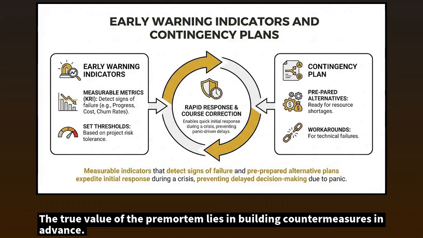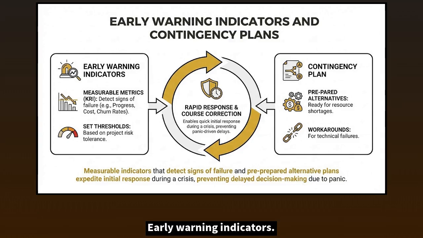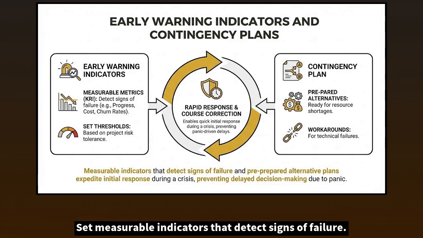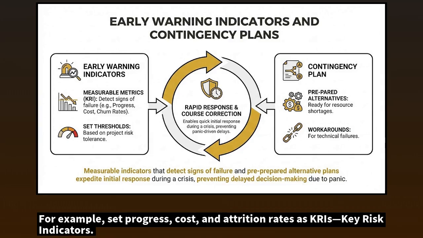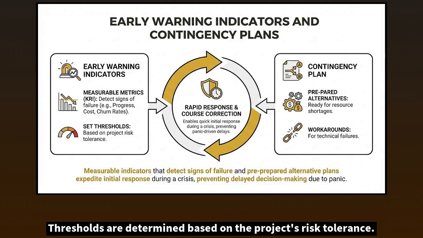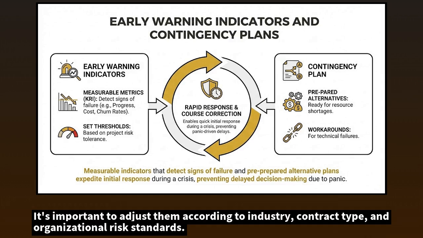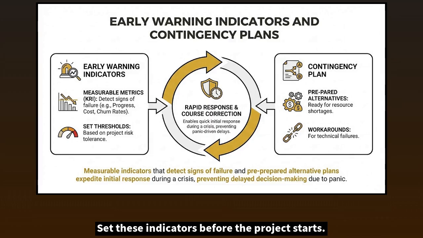The true value of the pre-mortem lies in building countermeasures in advance. Early warning indicators. Set measurable indicators that detect signs of failure. For example, set progress, cost, and attrition rates as KRIs, key risk indicators. Thresholds are determined based on the project's risk tolerance. It's important to adjust them according to industry, contract type, and organizational risk standards. Set these indicators before the project starts.